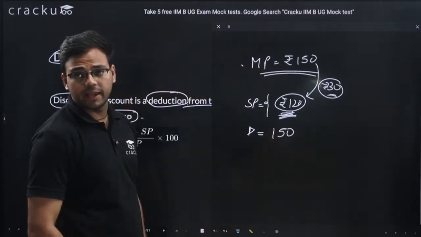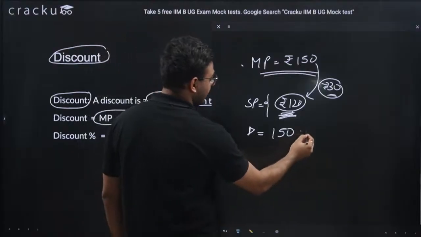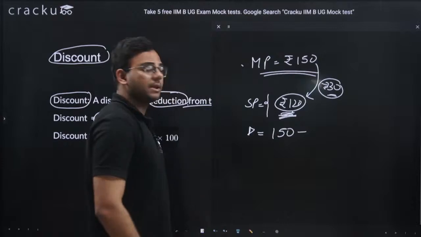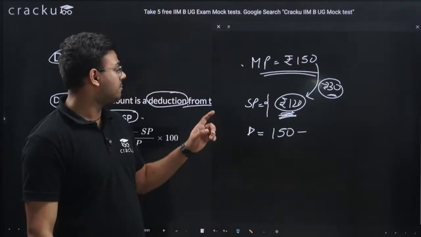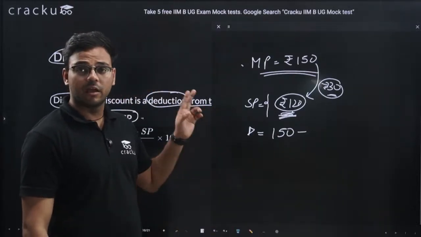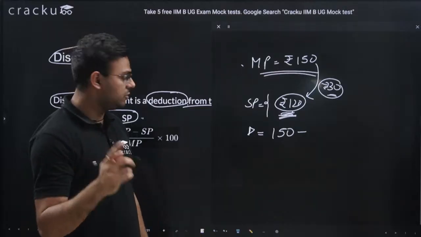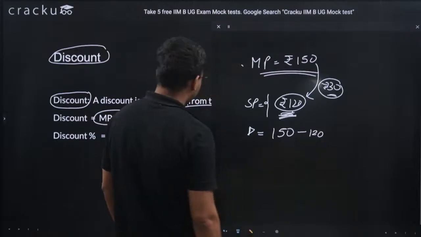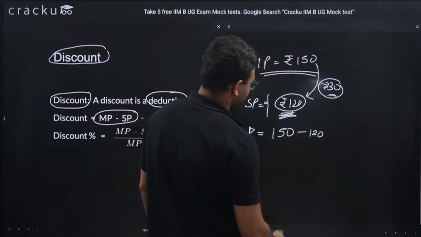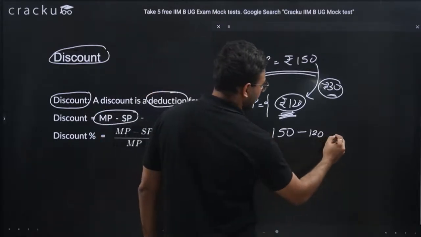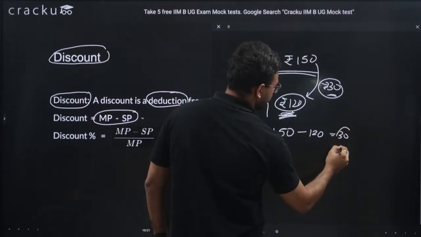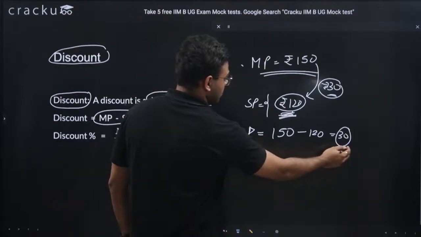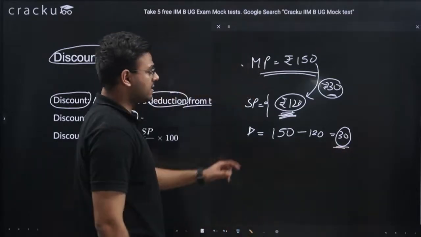Mark price is 150, and the selling price of the item is the price which is paid by the customer. The selling price is 120, that is the price paid by you, who is the customer here. The difference between the mark price and the selling price, 150 minus 120, is equal to 30, which is basically the discount. So this is the formula for discount.